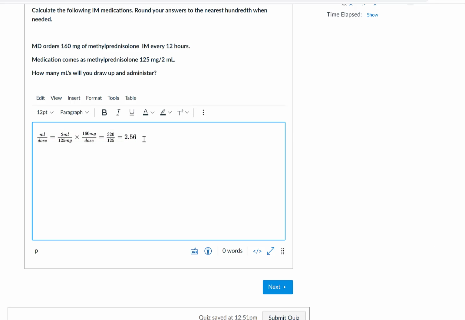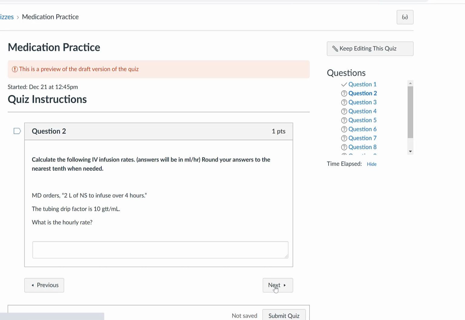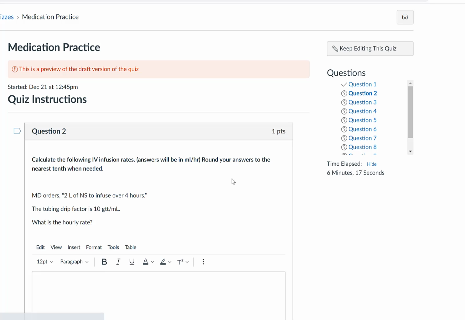However, that is not my answer, because your answer needs to be how many mLs will you draw up. So if you put your cursor at the end of your equation, and you can enter it once or twice, you're going to use that same number and type in 2.56 mLs. And then you hit next, and that is going to be that.